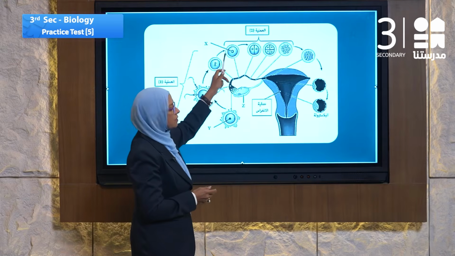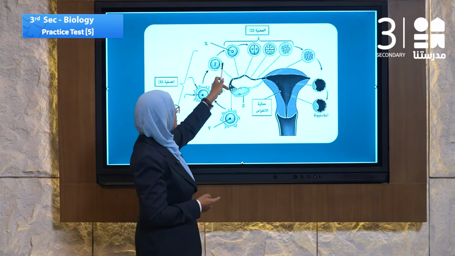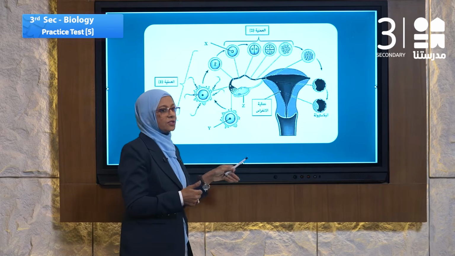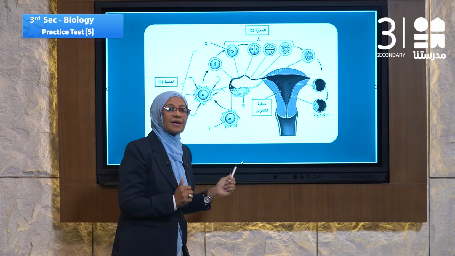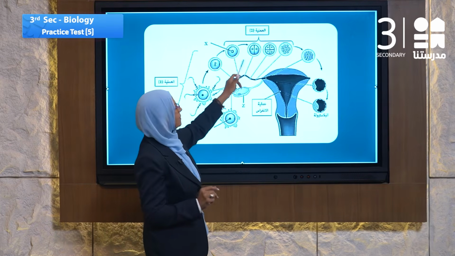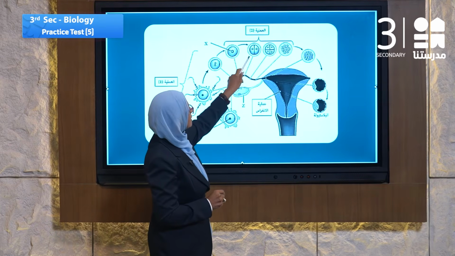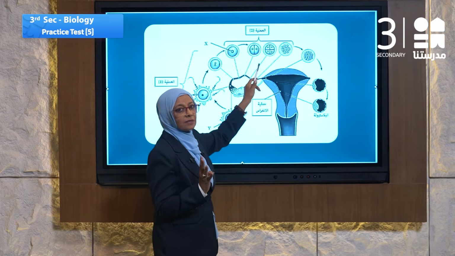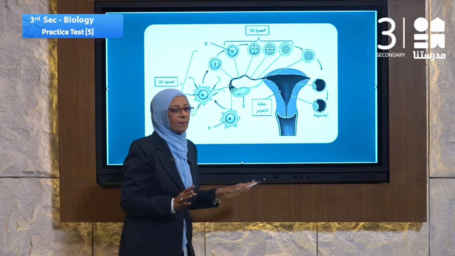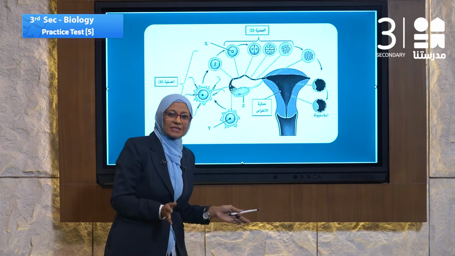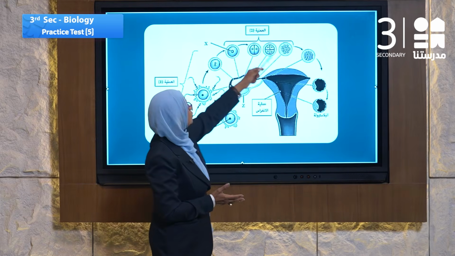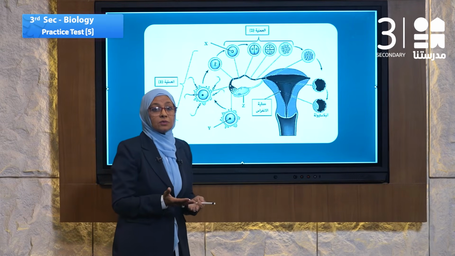The process number 2 starts with 1 cell only, then becomes 2. That's the first division. The division here is mitosis. Why mitosis? Because it starts with 1 cell and gives 2 cells. The second one is 2 cells producing 4 cells. And the third one is 4 cells producing 8 cells. But here is mitosis division, not meiosis. Where is the meiosis in process number 2? No meiosis here.